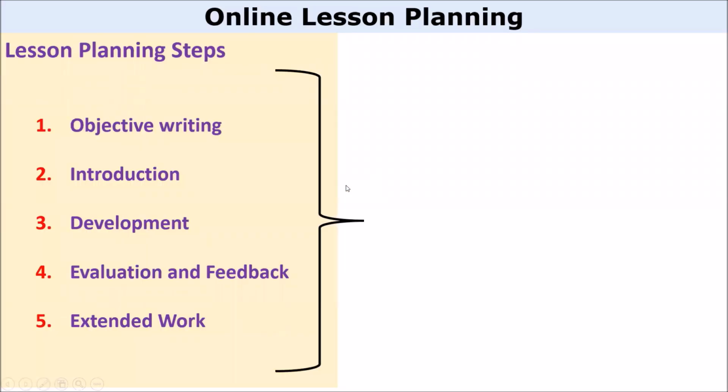Right. Then look at the screen here. Lesson planning steps. When you are preparing the online lesson planning, you want to follow these steps. Objective writing, then introduction, development, evaluation, and feedback and extended work. Right. Your lesson plan, you can divide it into these 5 stages. Objective writing, introduction, development, evaluation, and feedback, and extended work. Right. Then think how you are going to do these steps.